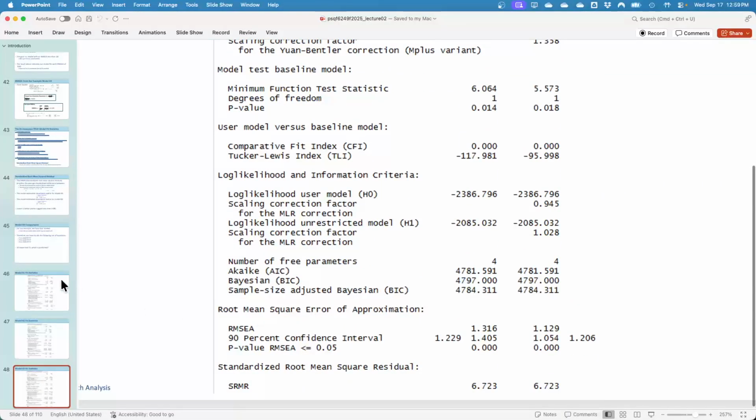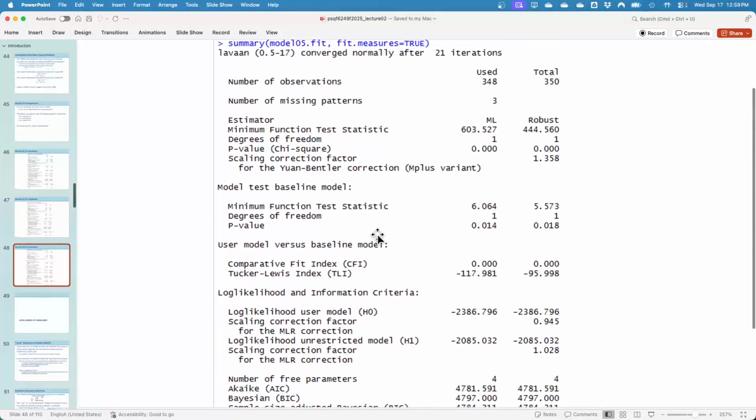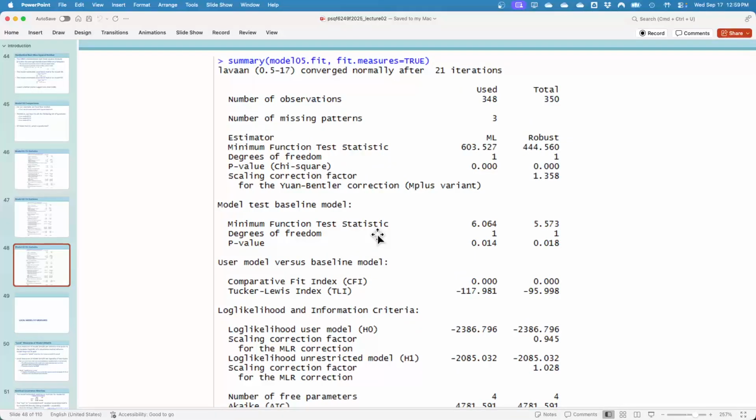Its model fit right here. Make sure I'm in the right spot. Yes, I am. There we go. The likelihood ratio test. Based on the likelihood ratio test, does this model fit the data? No. Why? The p-value is small, so we reject the null hypothesis, and the null hypothesis says that your model fits as well as the saturated model. Right? So we'd say no based on the likelihood ratio test.